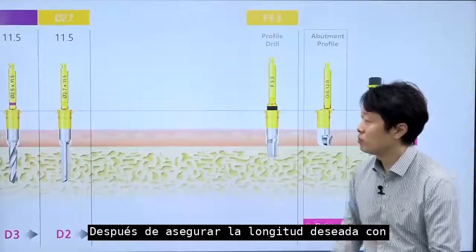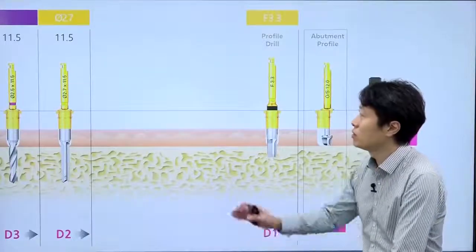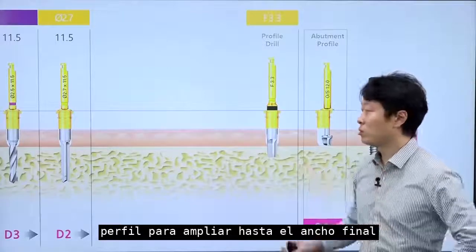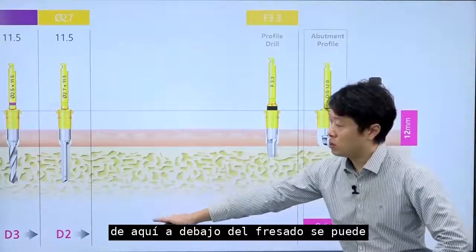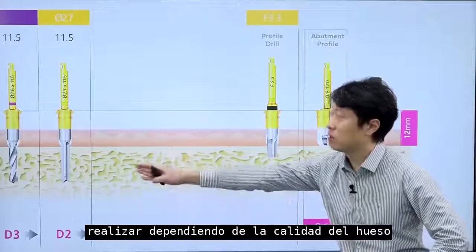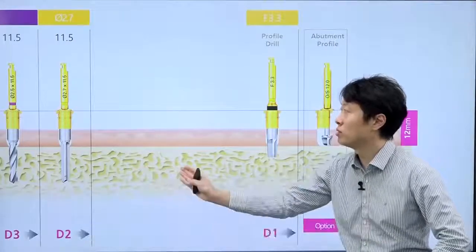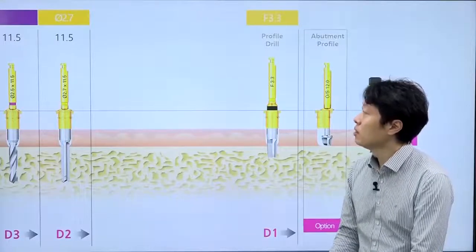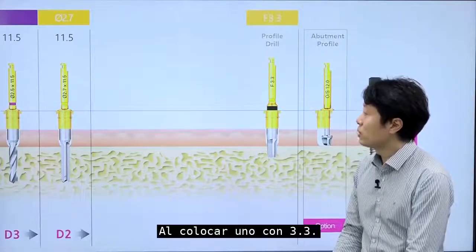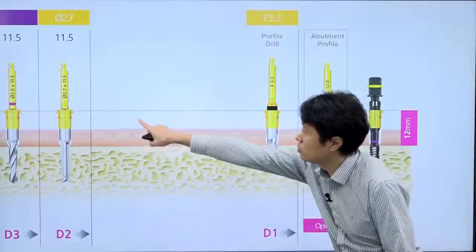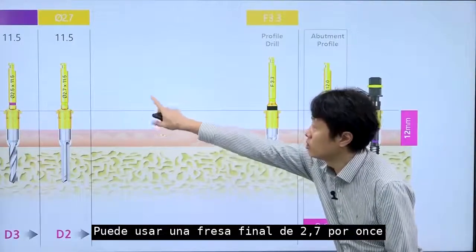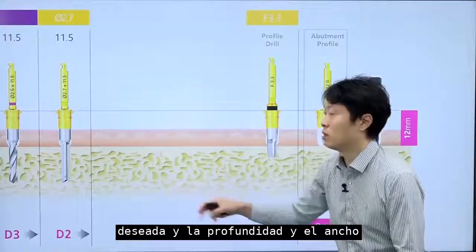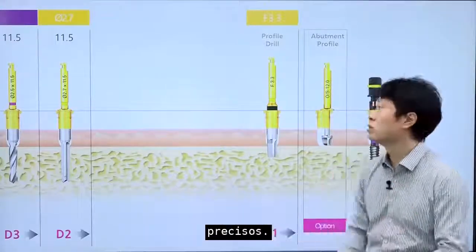After securing the desired length using the initial drill, the next step is to use the profile drill to widen to the final width. Here too, under-drilling may be performed depending on the bone quality. A little more drilling may be performed. When placing one with 3.3, you can use a 2.7 by 11.5 millimeter final drill, as shown here, to drill to the intended depth and the accurate depth and width.